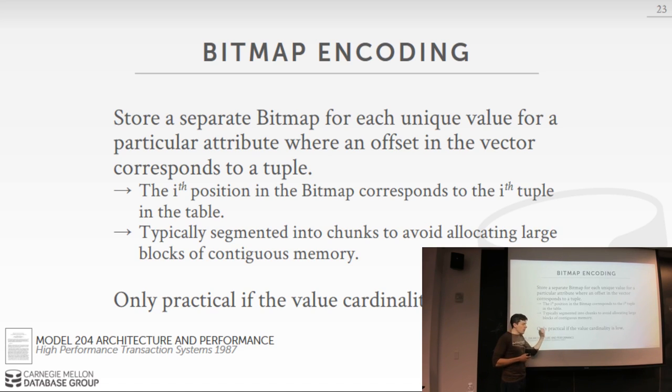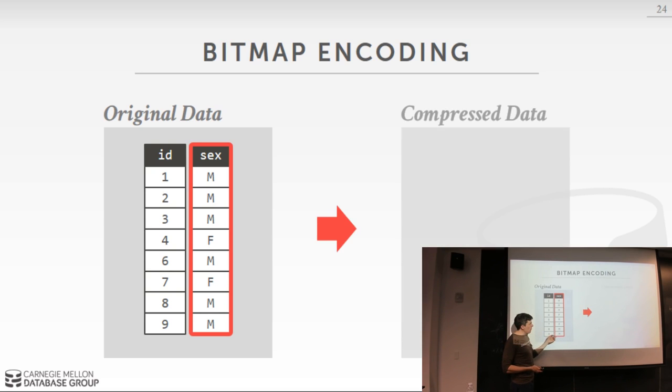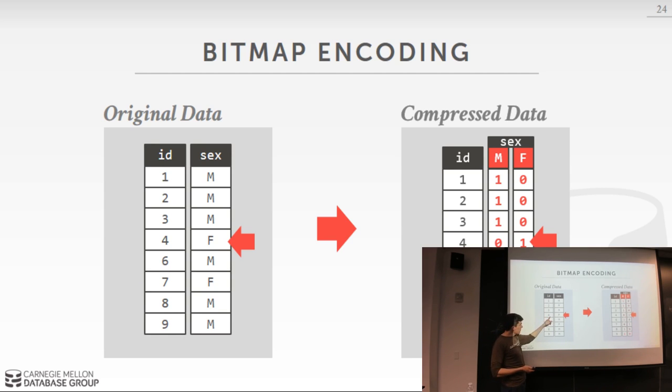As we'll see in a second, this encoding scheme only works if you have a small number of unique values in your column. So let's go back to our male-female example. To encode this, I'm going to have one bitmap for all the males and one bitmap for all the females. And for a particular offset position 4, since the original value was female, I'll have a 1 here and not a 0. It's pretty easy to understand.